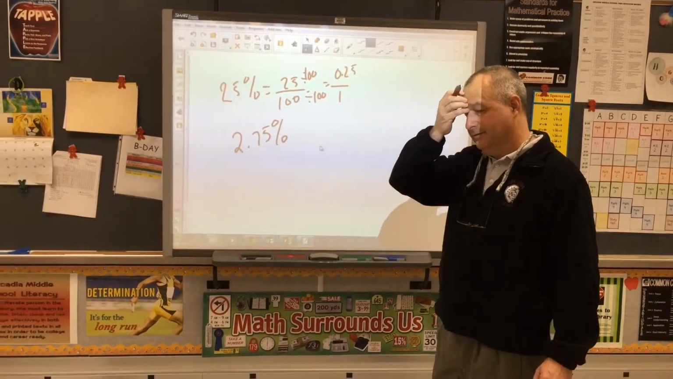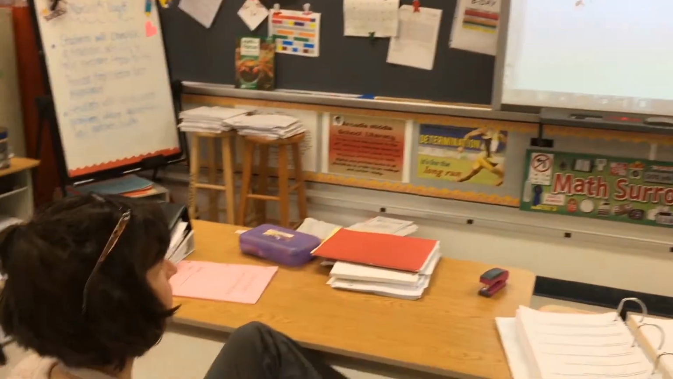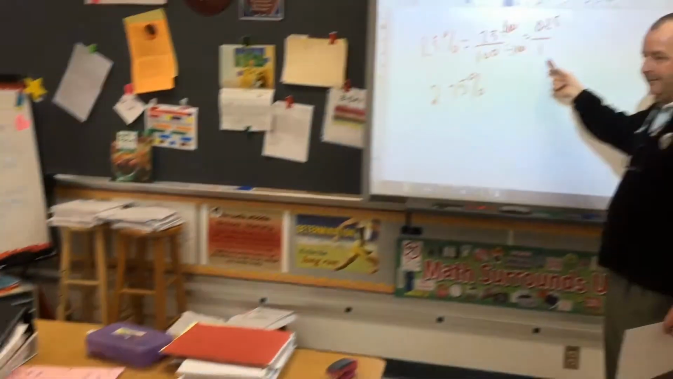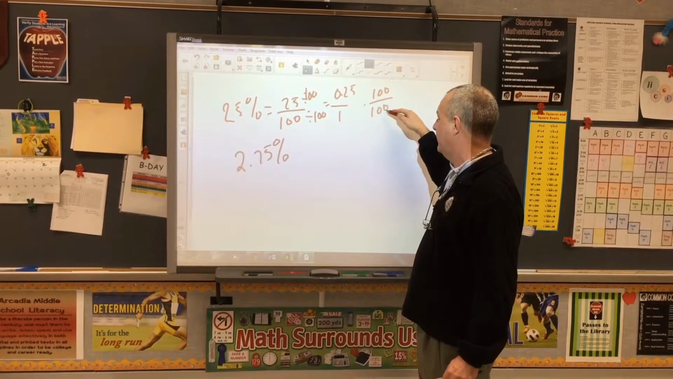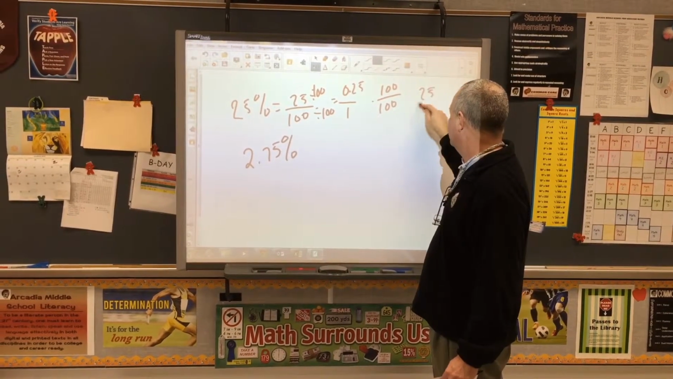So is the unit rate always the percent, though? No, it's the rate out of 1. A percent is just the rate out of 100. Okay, so if you want to scale this up, you just multiply by 100 over 100, you get 25 hundredths.